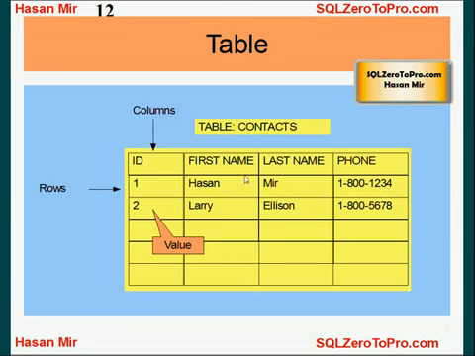So it's not a good identification. Combination of first name and last name is not a unique identification. So usually IDs are kept sequentially incremented. Okay, so the intersection of a row and column is a value. So this is column, this is row. Okay, so that's how the table looks.